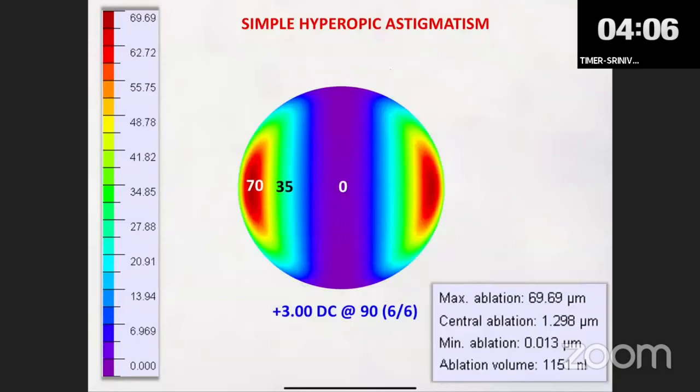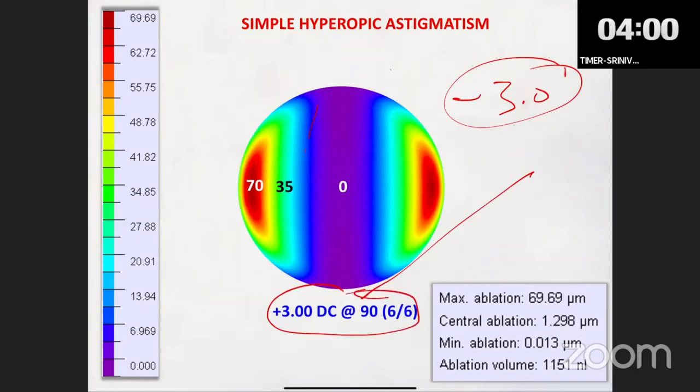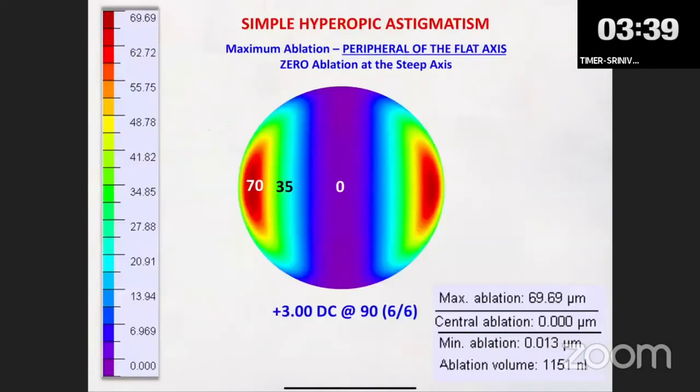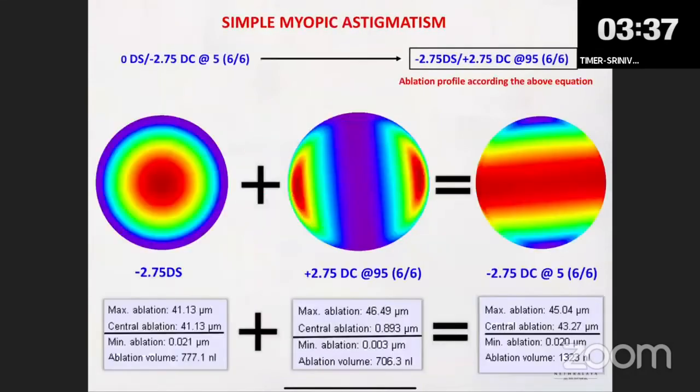But look at this. If you have even a -3 cylinder, the machine automatically makes it a plus cylindrical form, so that it ablates in the periphery. It always ablates more on the weaker axis to make the flatter axis become steeper. And look at this. Like I said, this is a simple example of how the machine actually works on the laser. So I'll just go to this pattern.